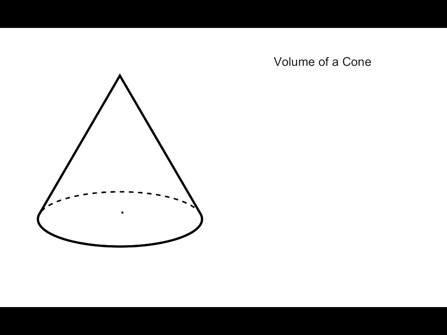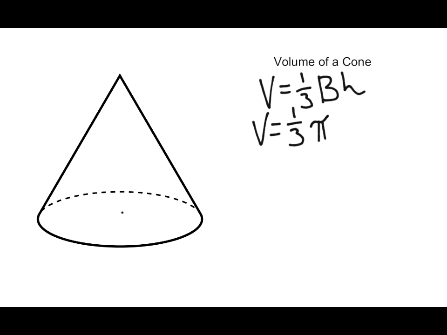So remember, our formula was volume equals 1/3 times the area of the base times the height, and since the base is a circle, we can write 1/3 pi r squared times height. So let's just use the numbers from our previous example. We'll go ahead and make the height 4, and we'll make the radius 3. We'll plug in those two pieces of information into our formula.